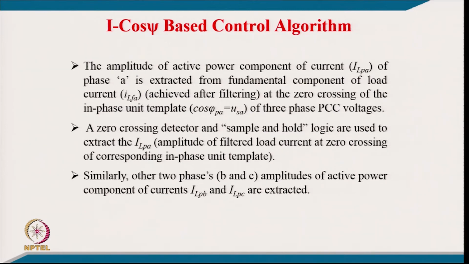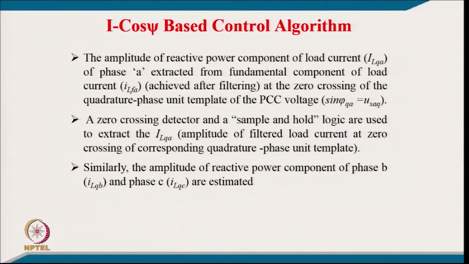Coming to another control algorithm, the I cos phi based control algorithm, it is an interesting algorithm for the D-STATCOM. The amplitude of the active component of current for phase A is extracted from the fundamental of the load current achieved after filtering, at zero crossing of the in-phase unit template of the 3 phase voltage. A zero crossing detector and sample and hold logic are used to extract the amplitude of the filtered load current at zero crossing of the corresponding in-phase unit template. Similarly, for the other 2 phases the amplitudes of the active component of current are extracted.